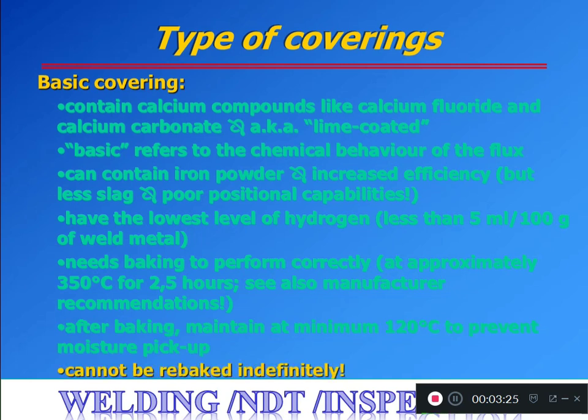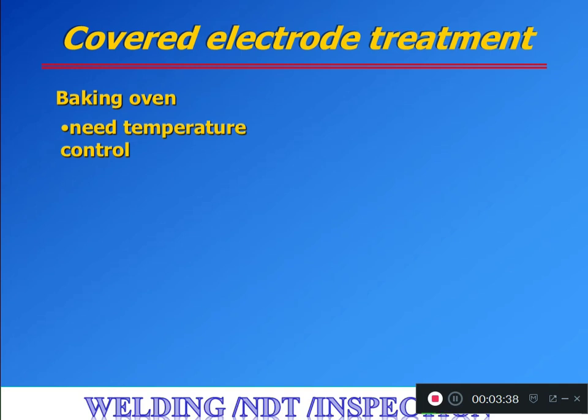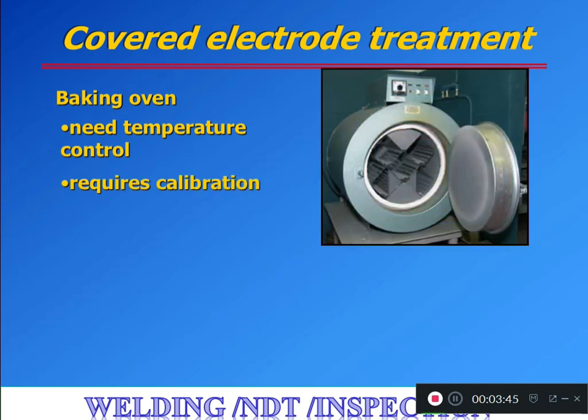Electrodes cannot be rebaked indefinitely. So, covered electrode treatment: that is the baking oven. How do you have to treat this covered electrode? You need to know the baking oven has temperature control. We need to control the temperature in the baking oven, and it requires calibration. These two things are very important in the baking oven, which is called the mother oven.